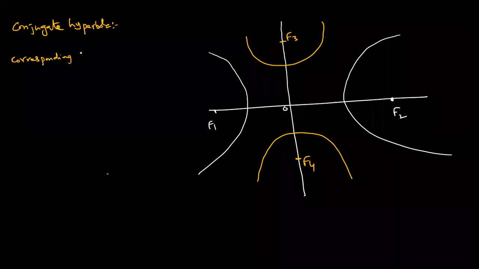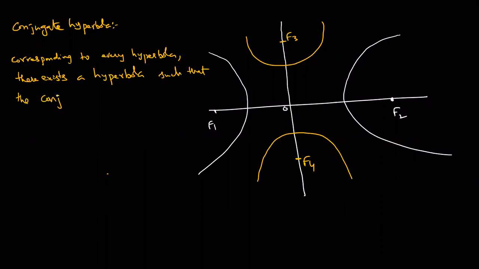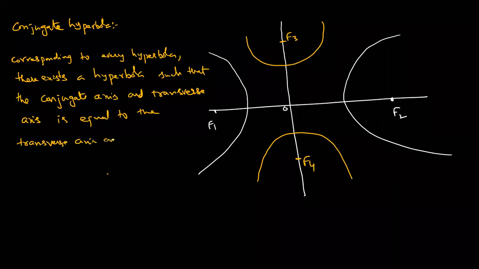Matter only here. Corresponding to every hyperbola, there exists a hyperbola such that the conjugate axis and transverse axis is equal to the transverse axis and conjugate axis of the other.